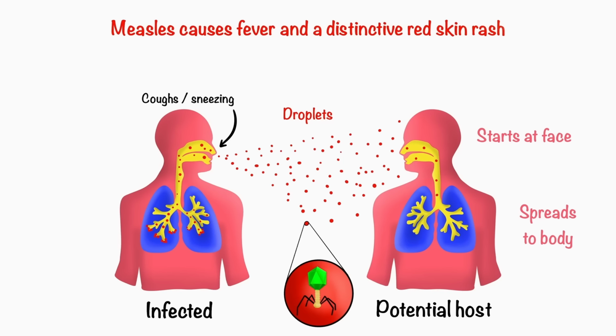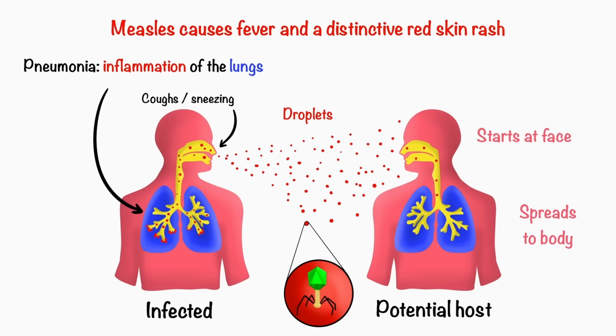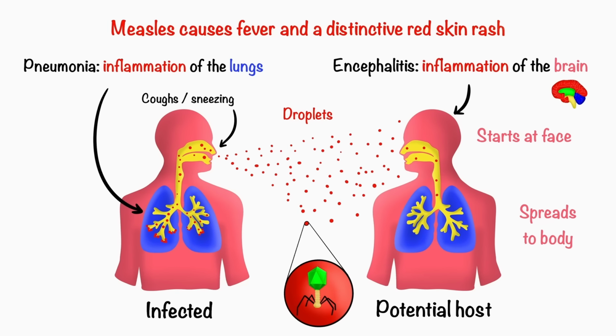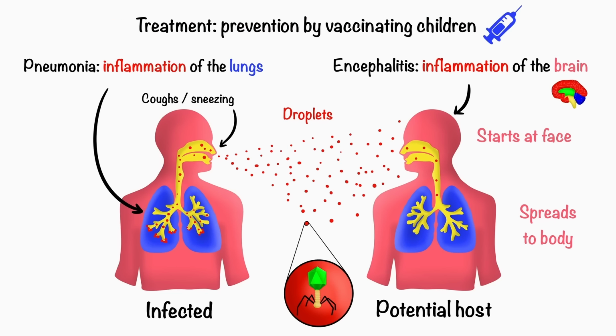Measles can be serious or even fatal if complications develop. It can lead to pneumonia, which is inflammation of the lungs, or encephalitis, which is inflammation of the brain. Because of these serious risks, most children receive vaccination against measles when they're young, which has helped reduce cases worldwide.